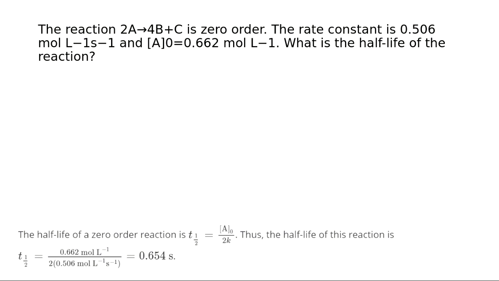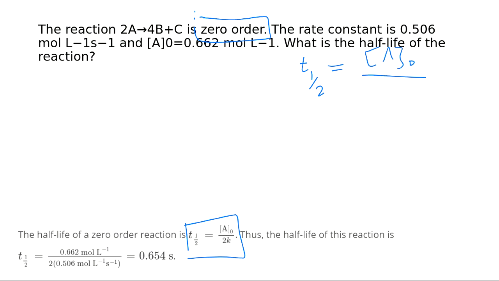For the half-life, what is it that you need to find out? First of all, what's the order of the reaction? If it's zero order, you need to know the formula for zero order. The half-life formula is the concentration at time zero divided by 2K. So from this zero order, you come up with this formula.